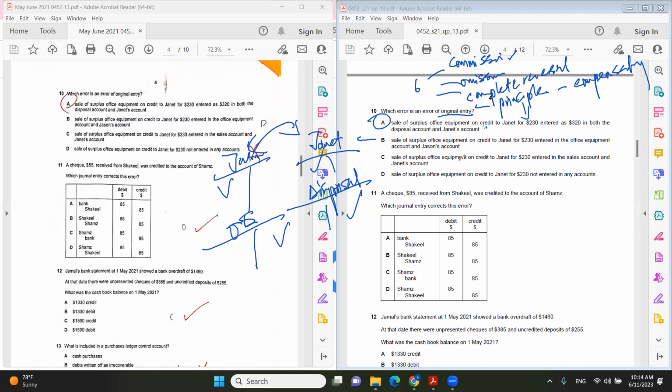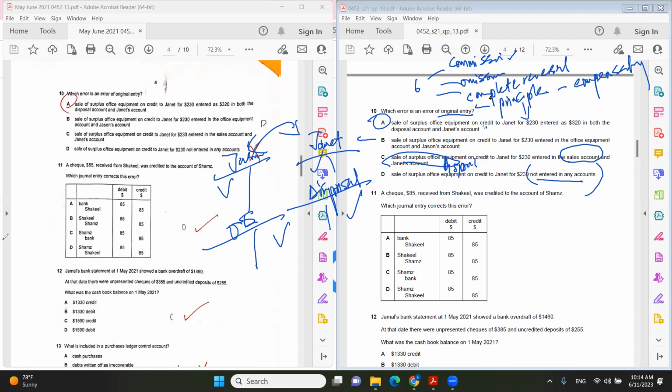Sales of the surplus office equipment on credit to Jeanette. Enter in the sales account. So sales account and the disposal account. This is a disposal account, but we go and put into the sales account. This is a wrong class account. Okay. Sales of the surplus office equipment on credit to Jeanette, not entered at all. That means this is an omission. They didn't debit, they didn't credit. So this is omission. So the answer should be A.